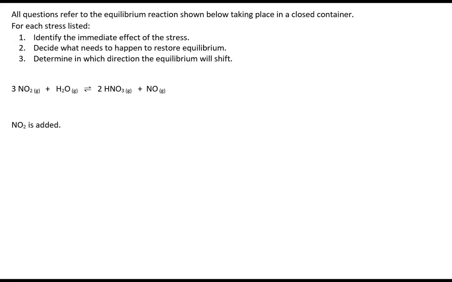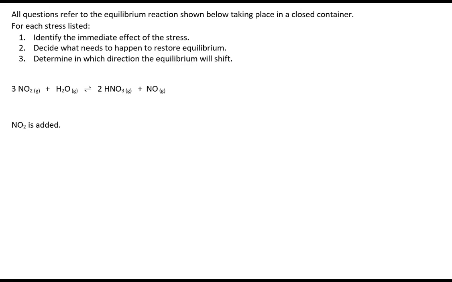So let's work through some examples. All of our examples are going to refer to this equilibrium system. And for each stress, we're going to go through that strategy. We're first going to identify the immediate effect of the stress. We're going to decide what needs to happen to restore equilibrium, and then we're going to determine in which direction the equilibrium will shift based on what we decided.